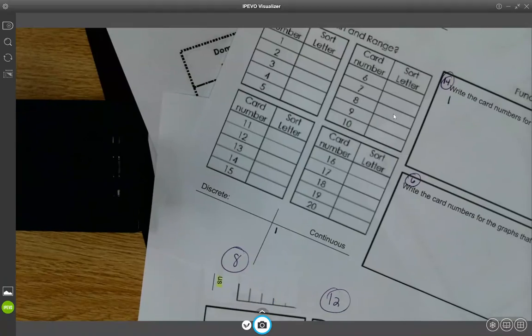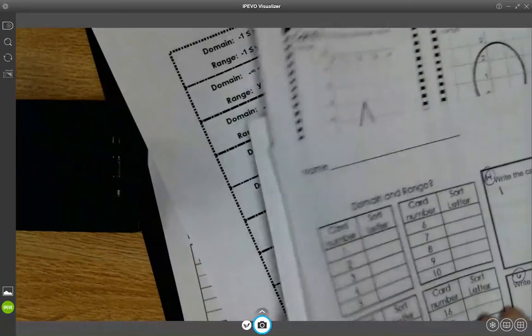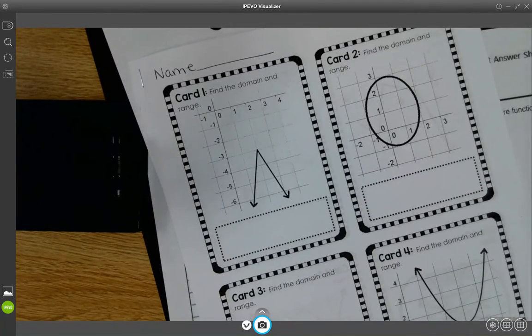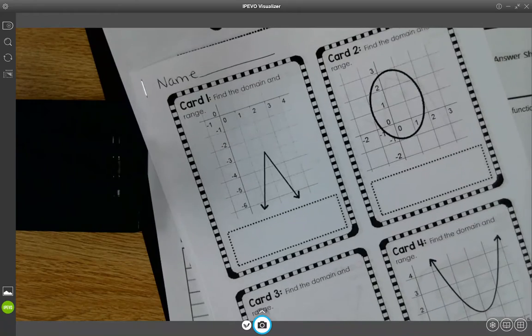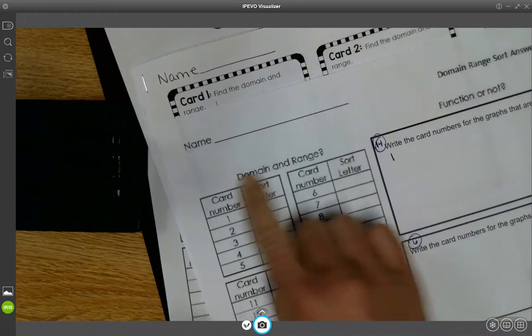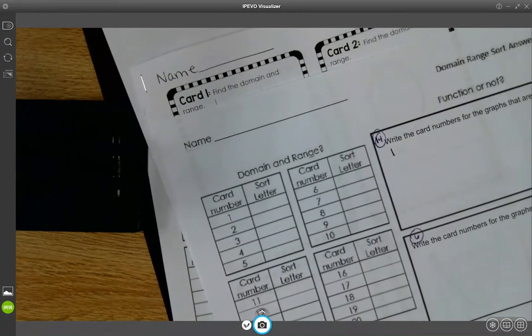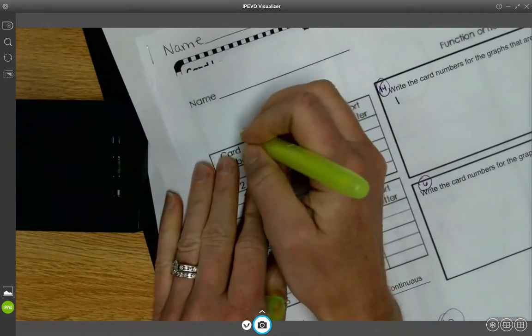Let's look at y'all's assignment. This is the card sort. So you have several things that you're looking at. You have the card sort, which is there's 20 cards and you're finding domain and range. So there are 3 things you're doing for each one of these.